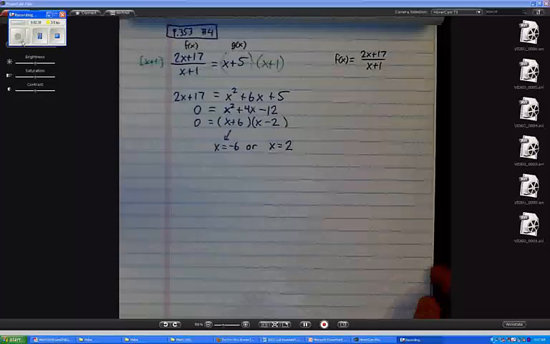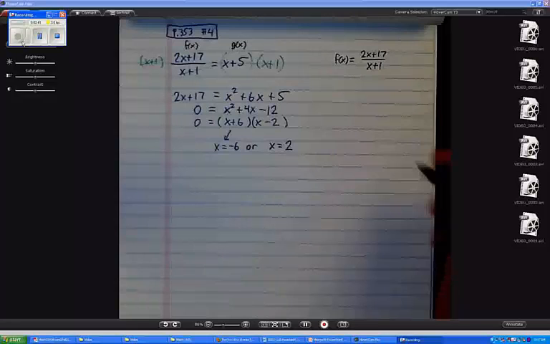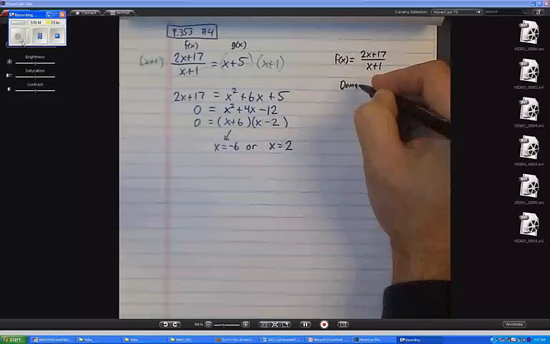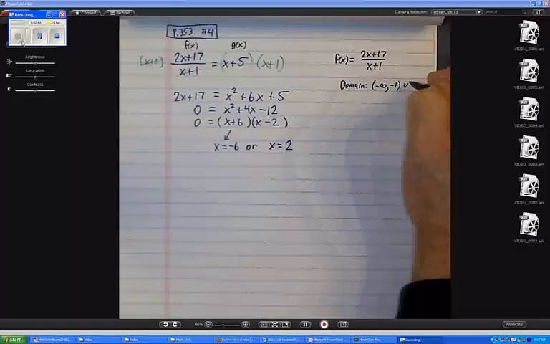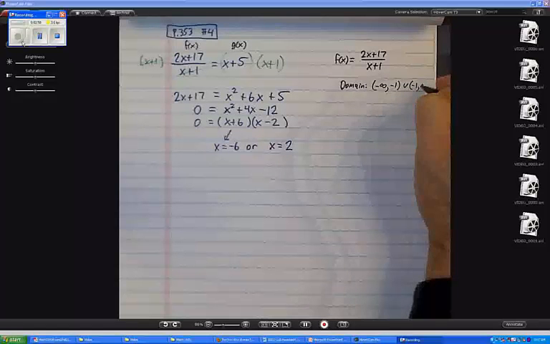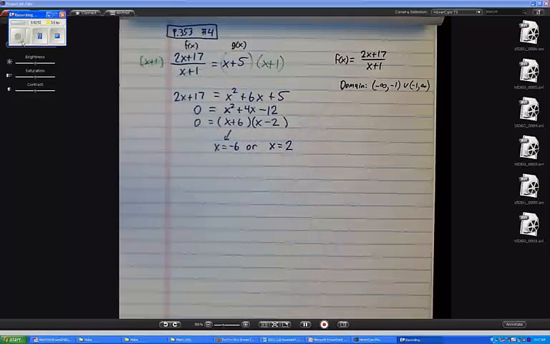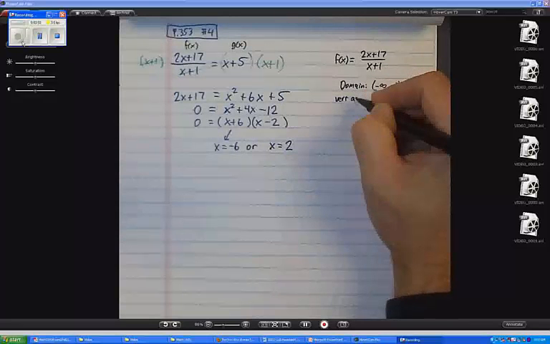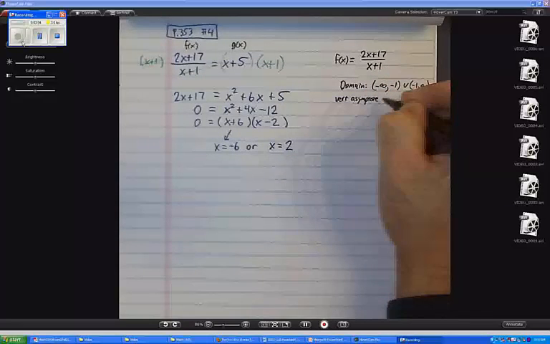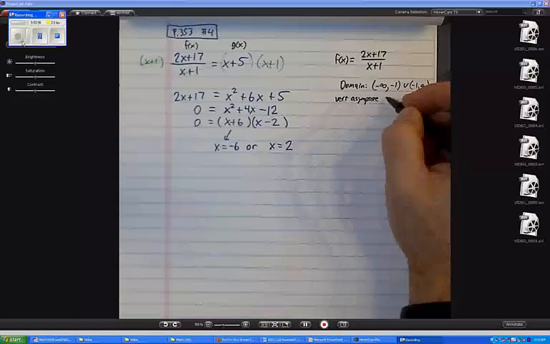The domain is everything except negative 1, right? So domain, I guess we could say we're going to go from negative infinity to negative 1 and union with negative 1 to infinity. What else can you tell me about that function f of x? Vertical asymptote where? Yeah. How do I know it's not a hole at negative 1?